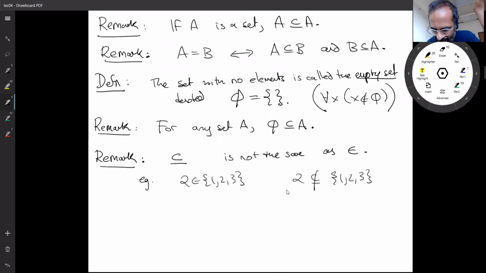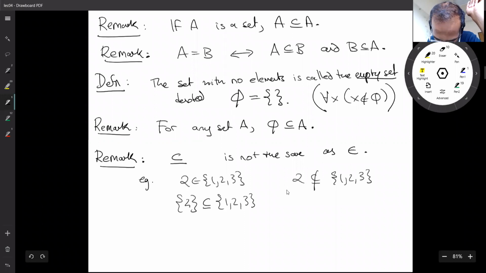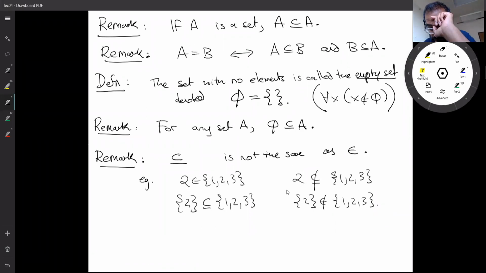Because it's not even a set, actually. Subset only applies to a pair of things that are sets. And similarly, the set containing the number 2 is a subset of {1, 2, 3}, but it's not an element of {1, 2, 3}. The set containing the number 2 is not the same thing as the number 2. One of them is a number, the other one is a set.